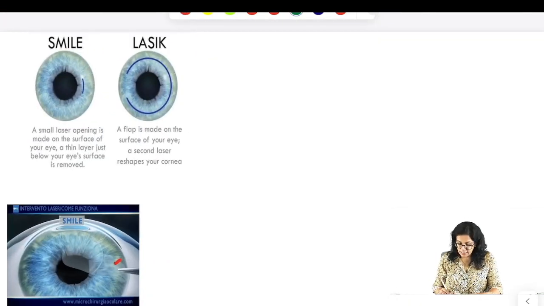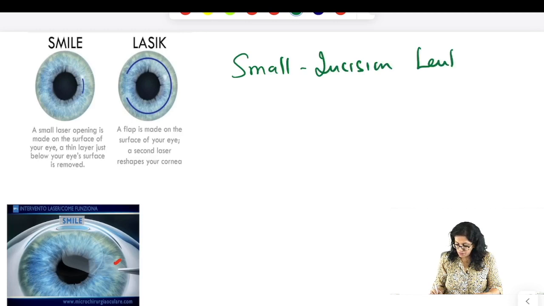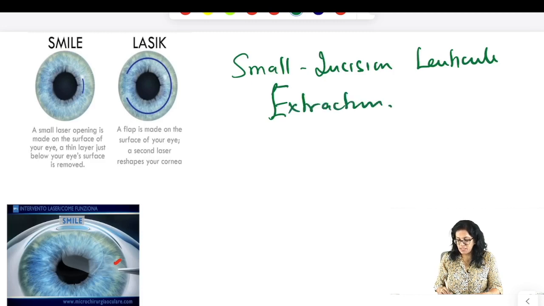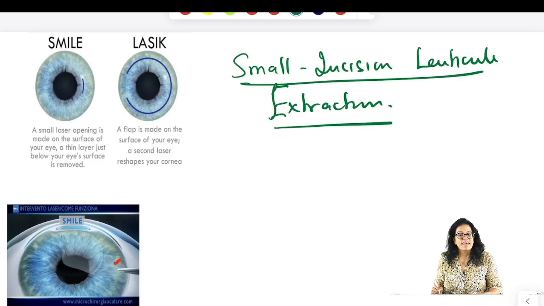What do you call this? This is what is called small incision lenticule extraction. Very important: lenticule extraction and not formation. E stands for extraction. The SMILE procedure is, of course, the latest in laser refractive surgery. It's a flapless surgery done with a femto laser.